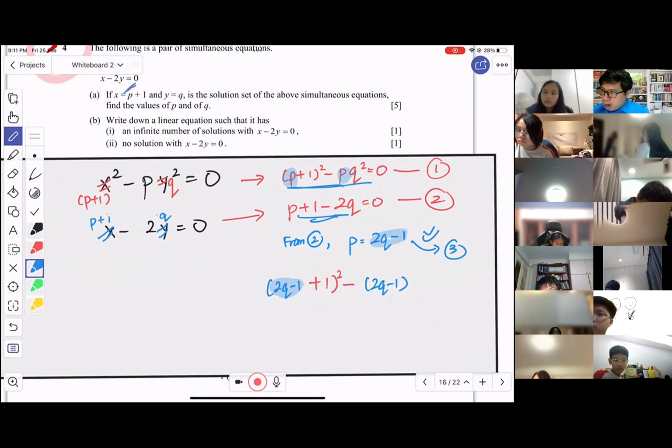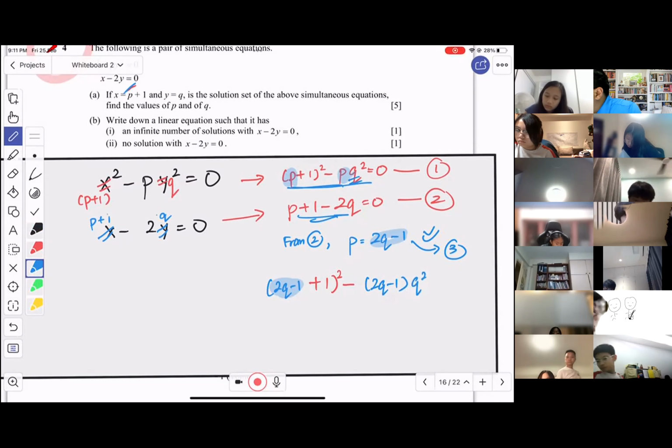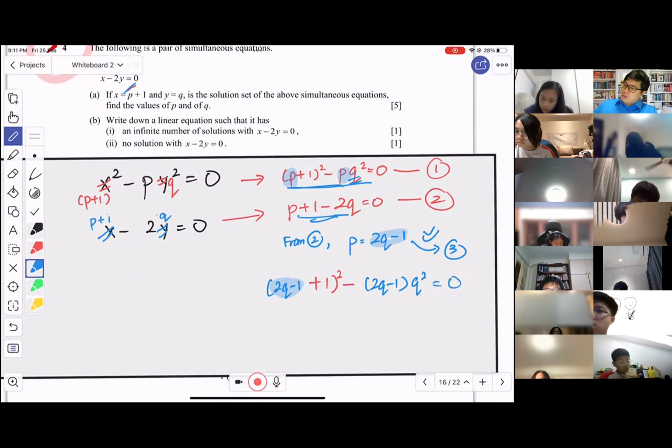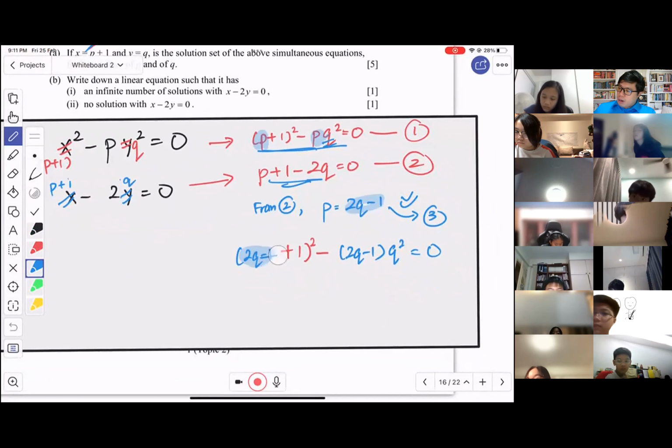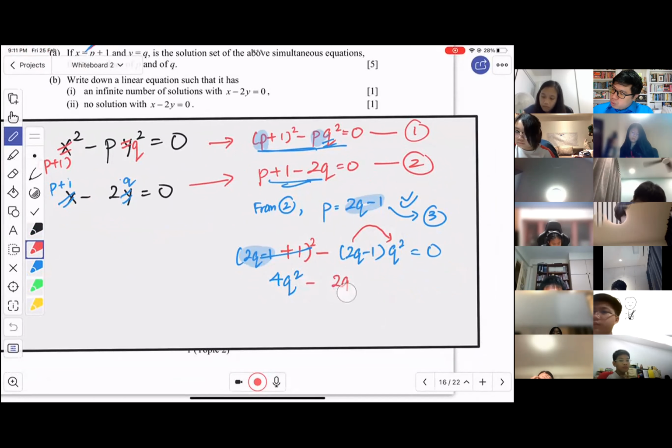Multiplied by q squared. Am I right? Okay, that looks quite scary. Okay, let's see. So over on this part, minus 1 plus 1, that is 4q squared. Over on this part, 2q, that gives me minus 2q cubed minus q squared equals 0.